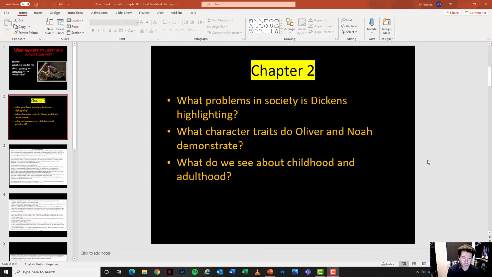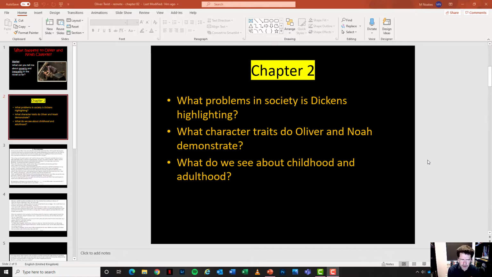So last lesson you worked on filling in a grid and you wrote down some aspects of Oliver's character. What kind of a person is he? And how do you know that? Well, you're going to carry that on. If you find more evidence of Oliver being a certain type of person, write it down. But also keep an eye out for this new character, Noah.